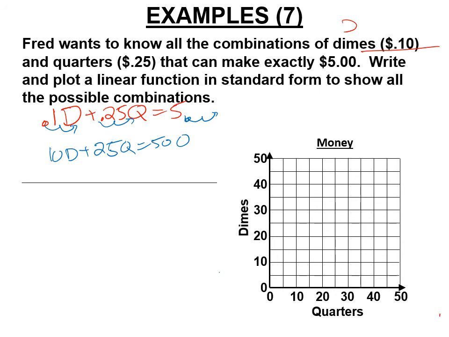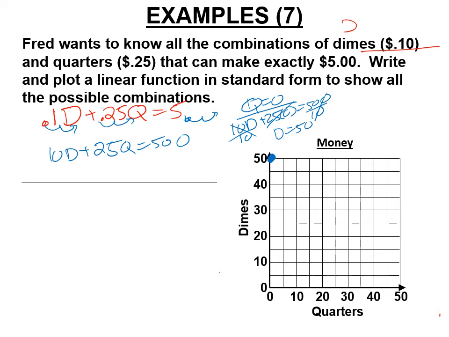That also works, right? And why would you do that? Well, it makes our math easier. So when we write Q equal to 0, you get 10D plus 25 times 0 equals 500. Divide both sides by 10, and so D equals 50.